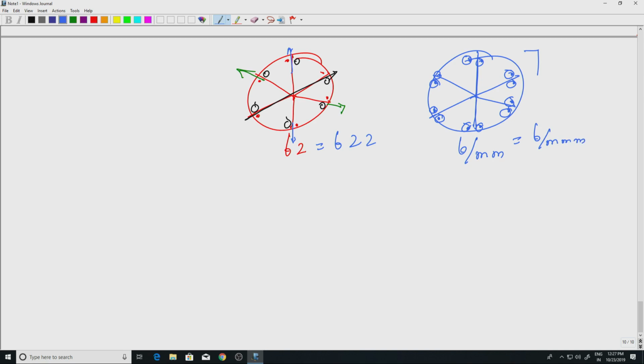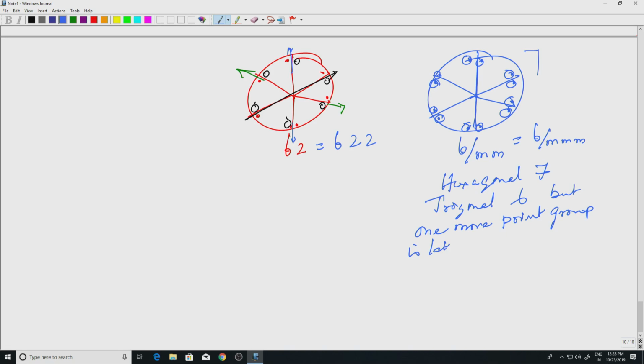Now we have seen hexagonal 7, trigonal 6, but one more point group is taken from trigonal to hexagonal. Which one?